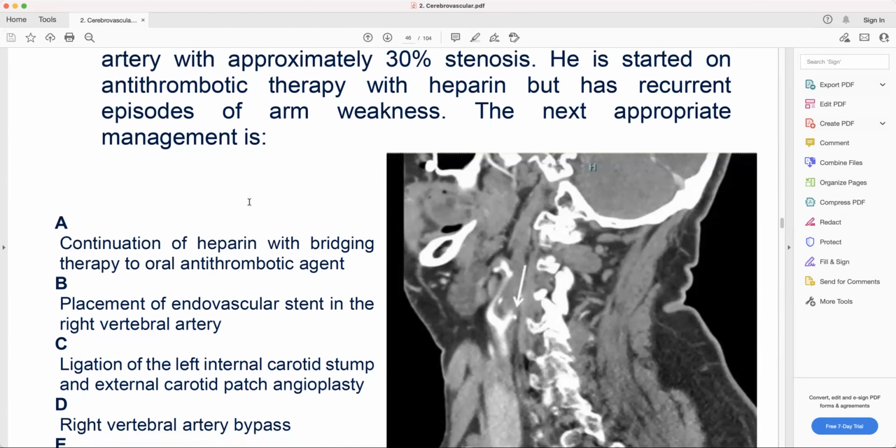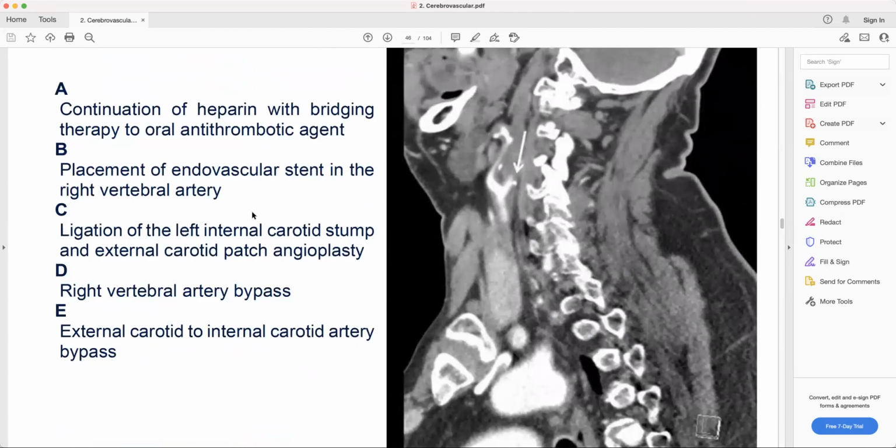B, placement of endovascular stent in the right vertebral artery. I don't think the pathology is related to the vertebral artery. Correct.